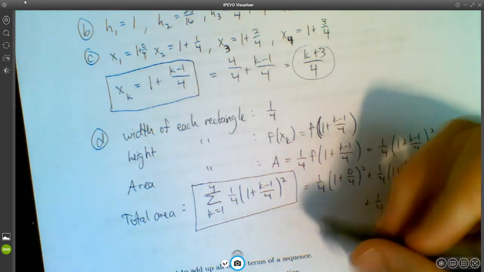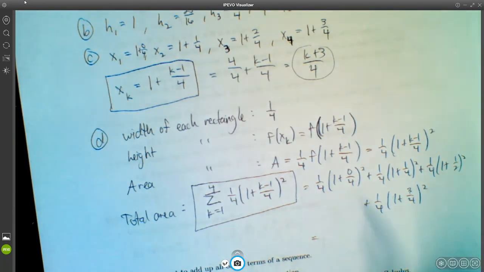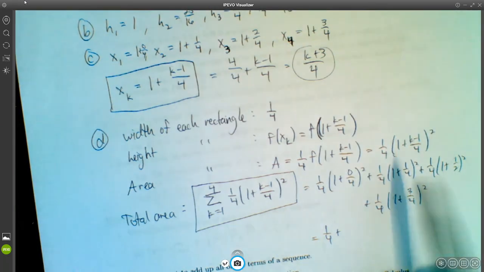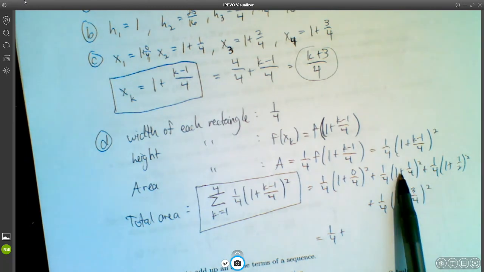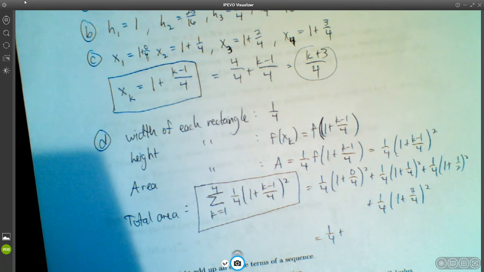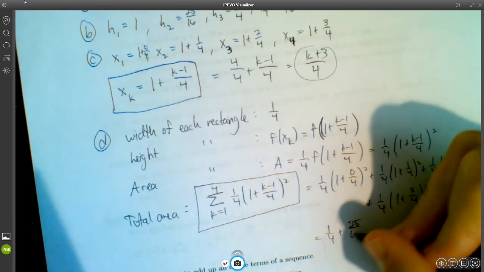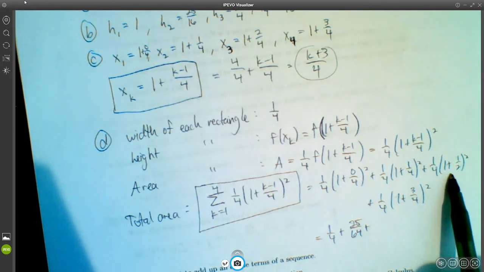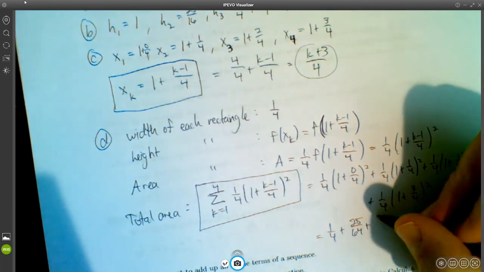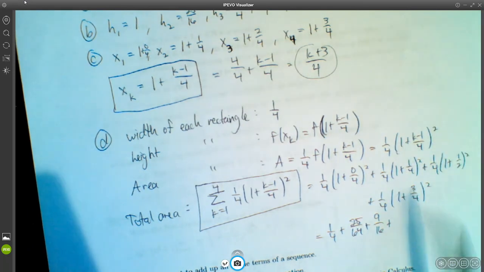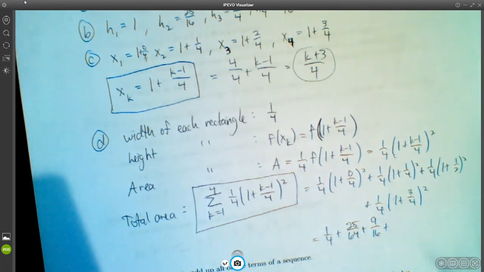I'm running out of room, but what would we get here? We would get 1 squared is 1, 1 times 1/4 is 1/4, plus 1 plus 1/4 is 5/4. 5/4 squared is 25/16, and 25/16 times 1/4 is 25/64. Here we would get 3 halves. 3 halves squared is 9/4. 9/4 times 1/4 is 9/16. And then here we would get 7/4. 7/4 squared is 49/16, times 1/4 is 49/64.